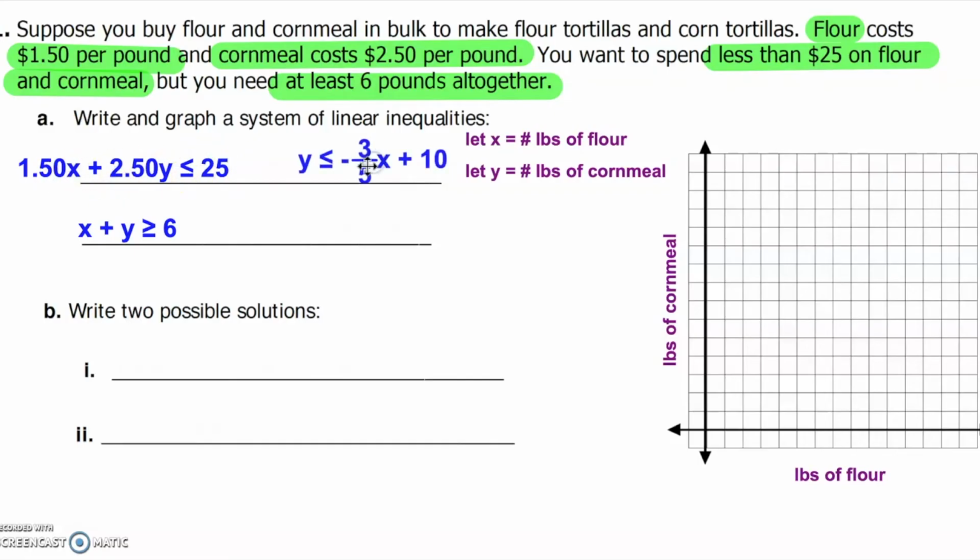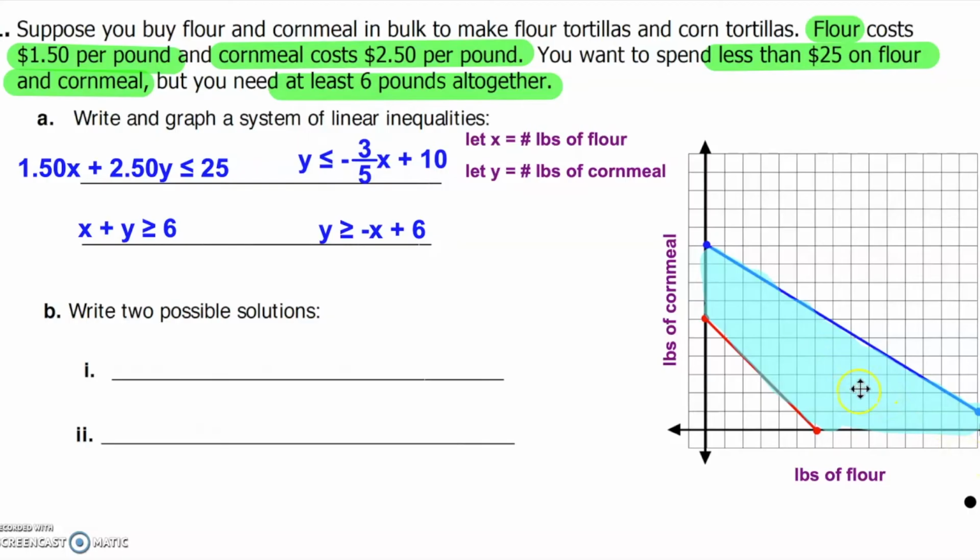After I convert both of these inequalities to slope-intercept form, I have y is less than or equal to negative 3/5 x plus 10, and y is greater than or equal to negative x plus 6. Now I can use these equations to graph. Once I have them graphed, I can see my shaded region. We have greater than negative x plus 6, that's my red inequality here. And I have shaded below my negative 3/5 x plus 10. We see our solution is here in the middle.